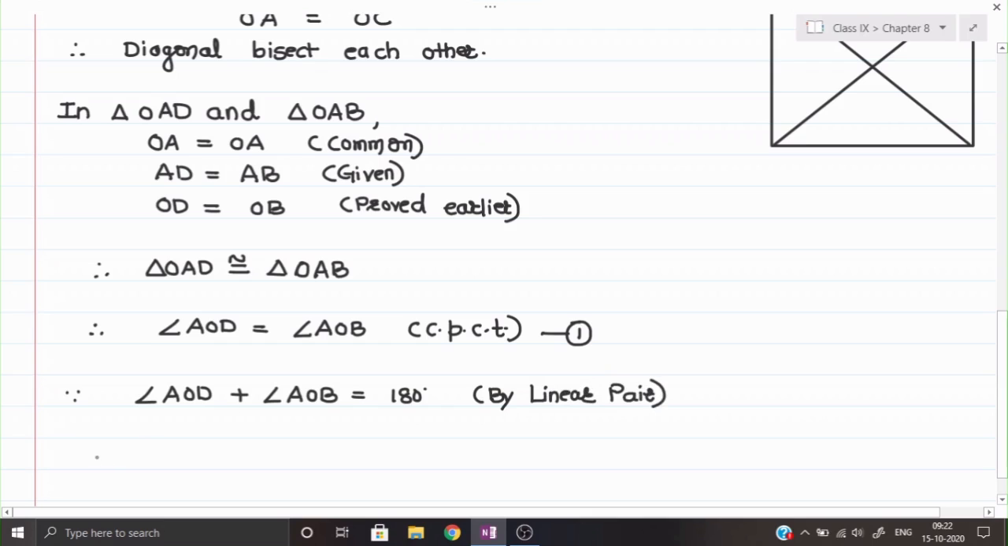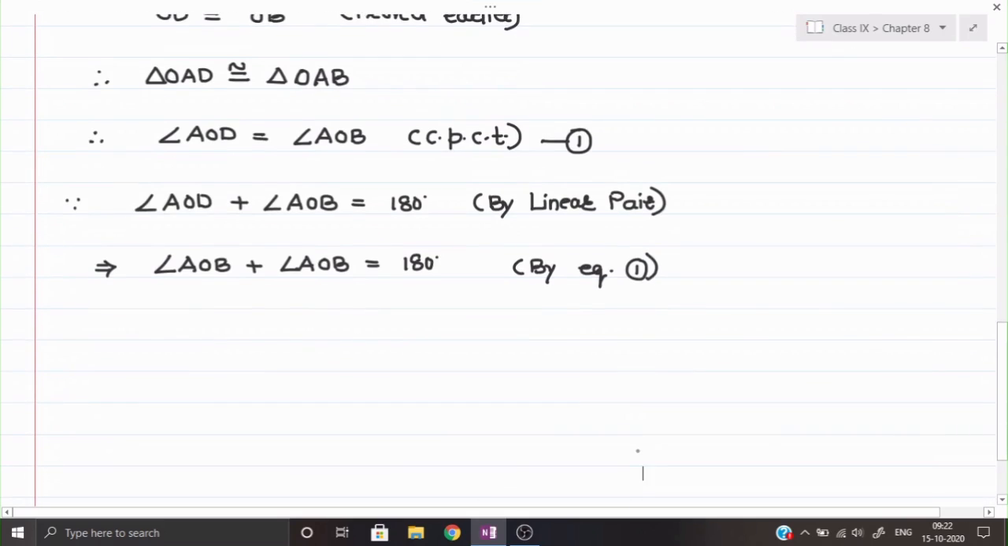Now angle AOD and angle AOB both are equal. So in place of AOD, if I write down AOB, then also it will be okay because both are the same. AOB plus AOB is equal to 180 degrees, reason can be given here by equation number 1. Now AOB plus AOB, the same angle we are adding 2 times, so that will become twice of angle AOB is equal to 180 degrees.